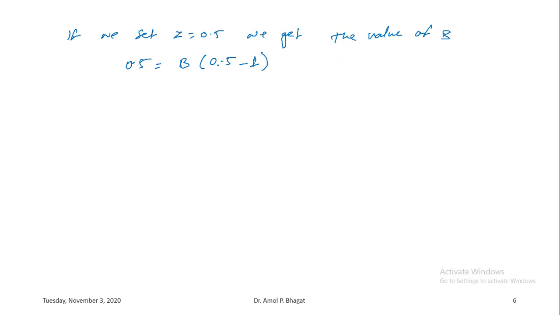So this 0.5 minus 1 will be minus 0.5, right? So this minus 0.5 and this 0.5. If I'm sending minus 0.5 to the left hand side, so 0.5 upon minus 0.5, the 0.5 will get cancelled, so it will be minus 1. So you will get the value of b is equal to minus 1, simple, right? So we have now the values of a and b.